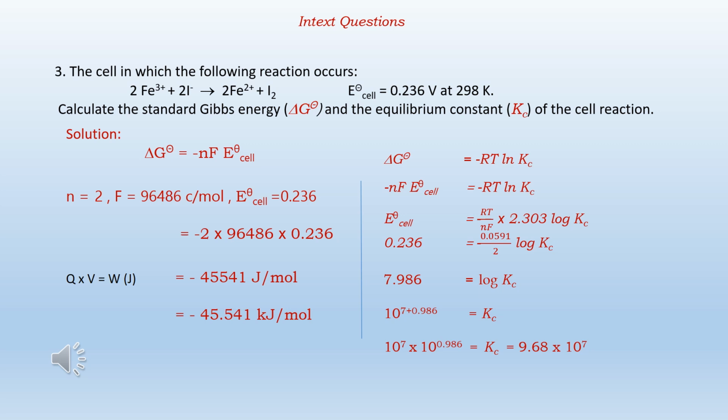And you can separate the powers as 10 power 7 into 10 power 0.986. Then 10 power 7 is written as it is, 10 power 7. 10 power 0.986 has been written as 9.68. See, you can also easily calculate the power values of 0.986. I will explain later, because if I explain here, it will become a lengthy video. So I will give an easy method to calculate the log of any value by knowing 4 values.